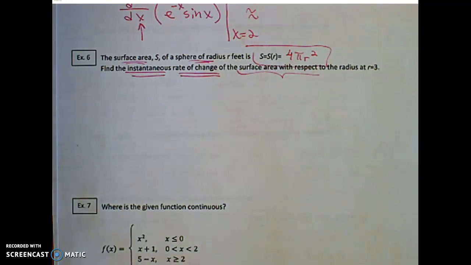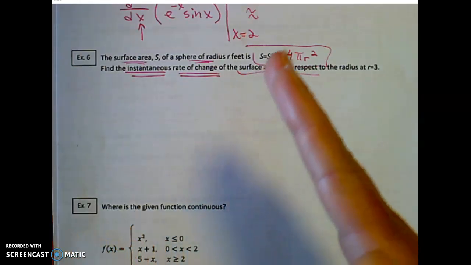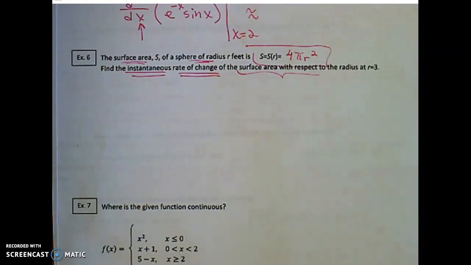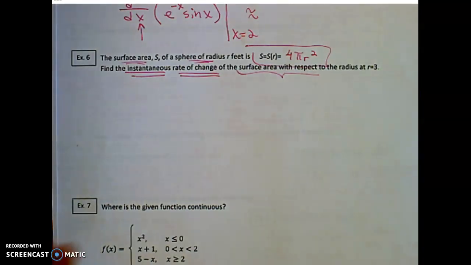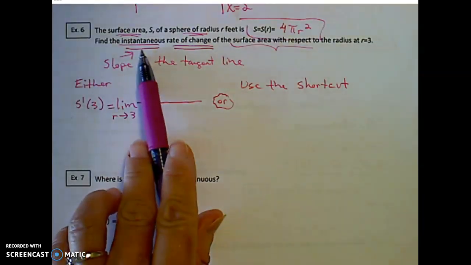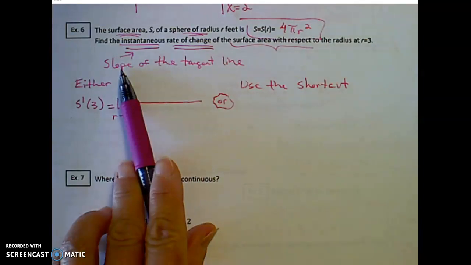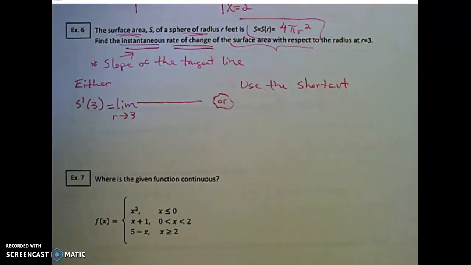So imagine finding a surface area of a sphere and the radius keeps increasing, increasing, increasing. If the radius is increasing, the surface area is increasing. At what rate when the radius is 3 feet? Okay, let me pause so you can think for a moment. We have to start thinking about what we would do here. Find the instantaneous rate of change. That means the slope of a tangent line. How do you find the slope of a tangent line?